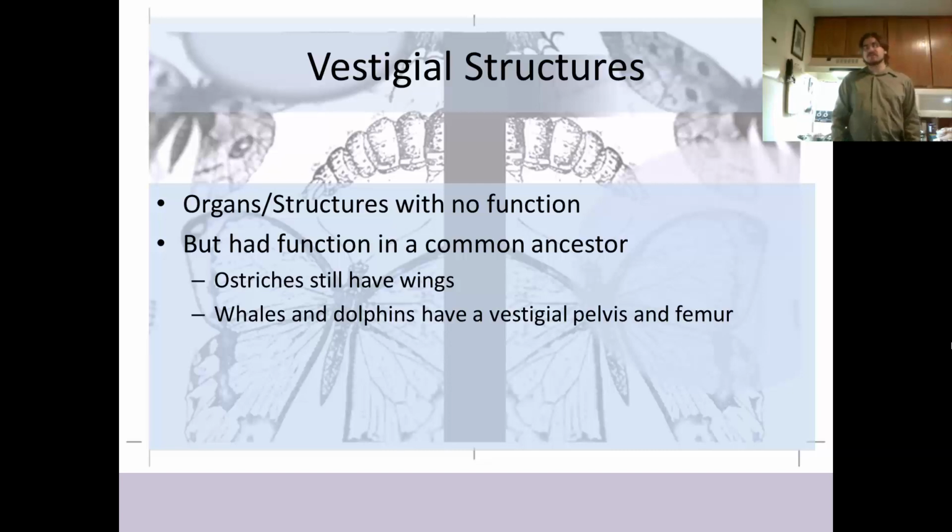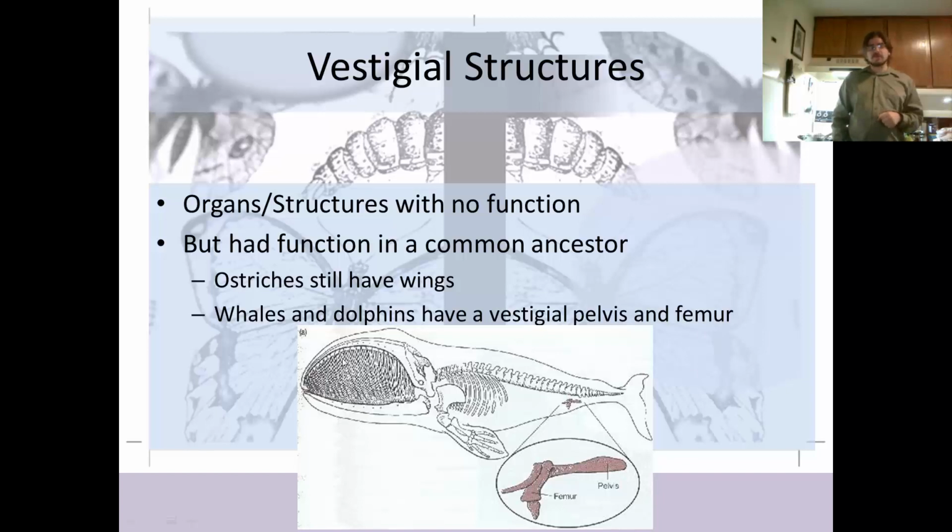Whales and dolphins. Now, this is a really cool one. Whales and dolphins have a vestigial pelvis and femur. Here you go. If you look at this giant whale, this is either a right whale or a bowhead. I can't tell based on the skeleton. But if you look at it, way back here in its tail, it has these bones.